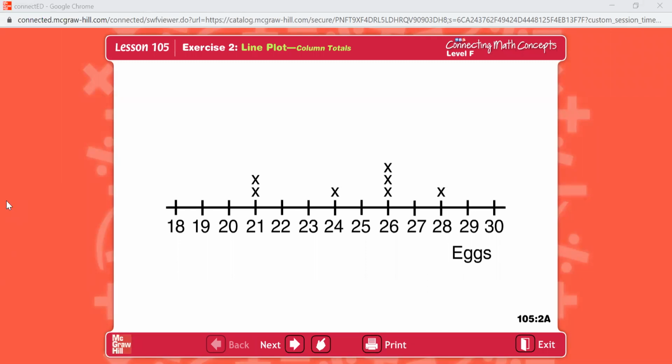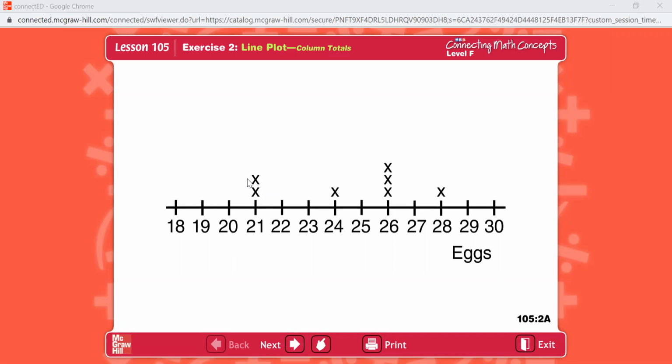Math lesson 105. The name under this line plot is about eggs. The numbers tell us about eggs. The addition problem for this number, 26, would be 26 plus 26 plus 26. The addition problem for this one, this column, is 21 plus 21.